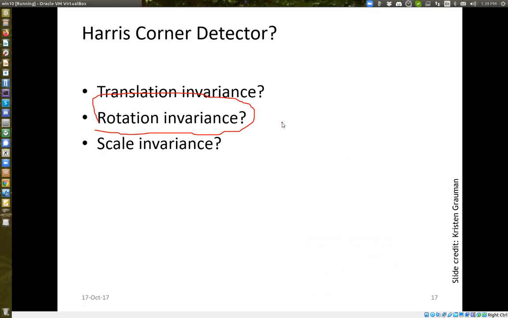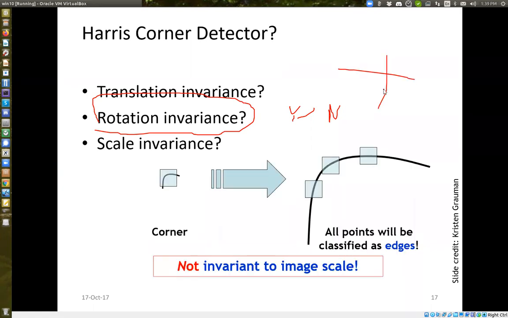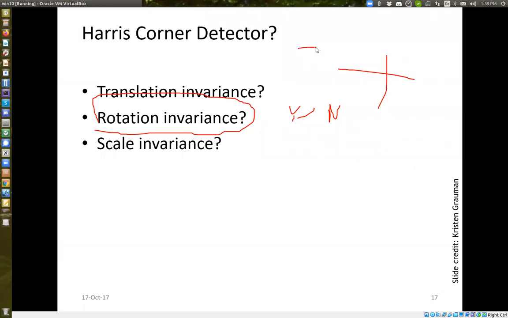From what we understand of how the Harris corner detector works, is it rotationally invariant? It's a yes or no question. Yes would mean that if I rotate it, I still catch the same keypoint. This would be yes, right? Because you think of it as a corner. For example, this is a corner. If I rotate it somehow, it's still a corner, right? So I should still be able to catch the same corner there.